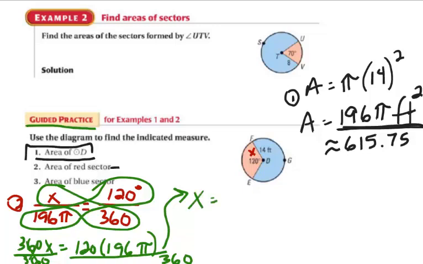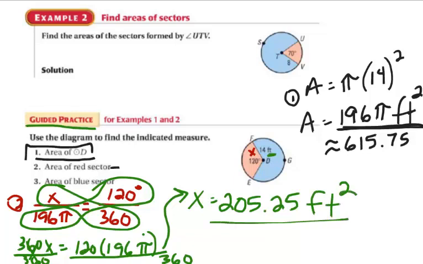equals, I'm going to do 120 times 196. Okay, this time I'm going to just plug in everything. 120 times 196 times the pi, and I'm going to hit enter, and then divide by 360 will give me about 205.25. Now this is an area we were looking for. This is an area of the sector. The units of measure here is feet, and so that little sector is going to be feet squared. We get the area is in squared units.